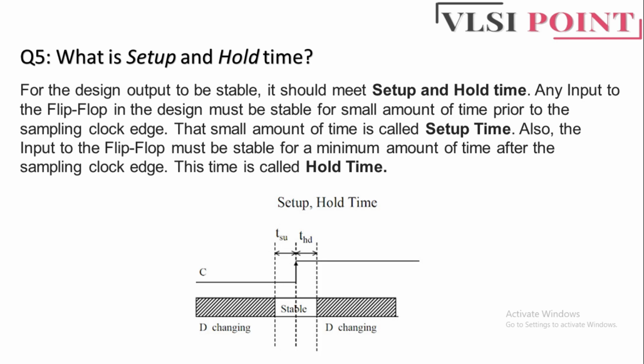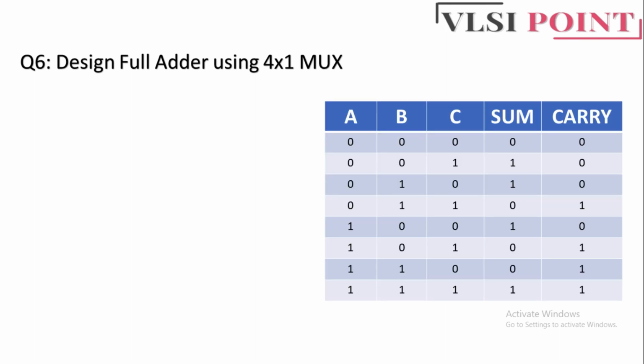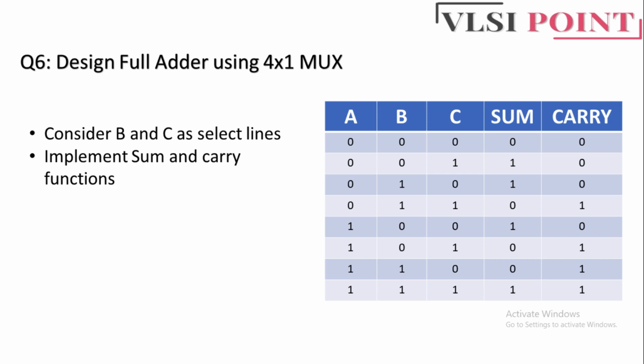Coming to the next question. Design a full adder using 4x1 multiplexer. In the table for the full adder, we have 3 inputs A, B, C and 2 outputs, sum and carry. The 3 inputs you can consider from 0, 0, 0 to 1, 1, 1. Based on that you will get the output sum and carry. First of all, consider B and C inputs as select lines and then implement these 2 functions.